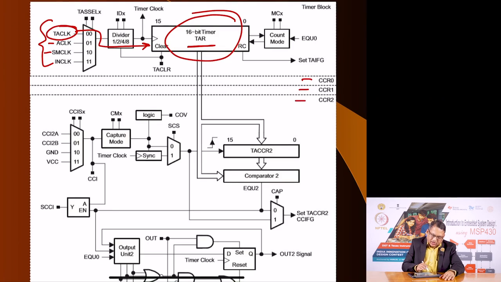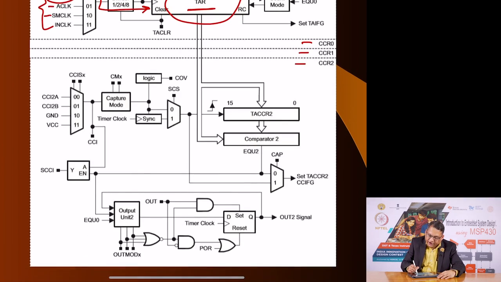So, ACLK and SMCLK allow you to operate the timer in the timer mode. Why? Because ACLK and SMCLK are locally generated clock signals and you know the frequency of these clock generators. So, the count in the timer will tell you how much time has elapsed since the time you started the timer.